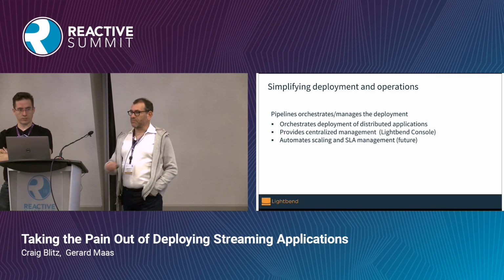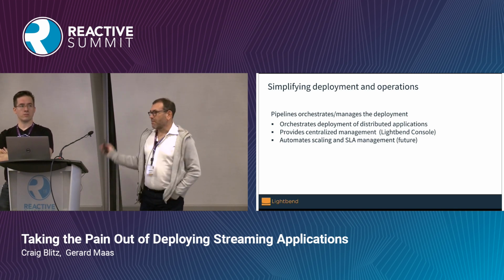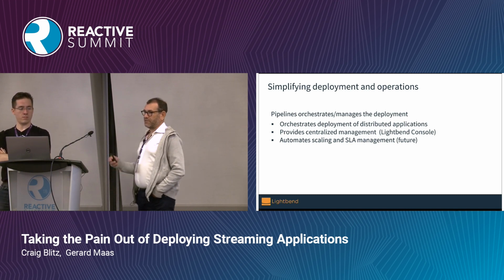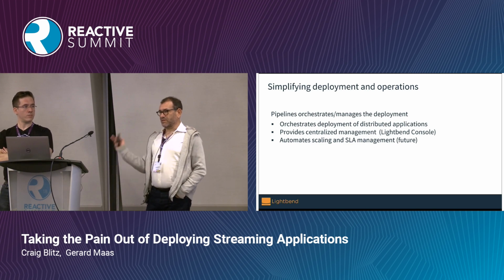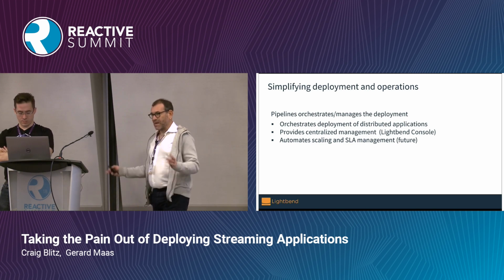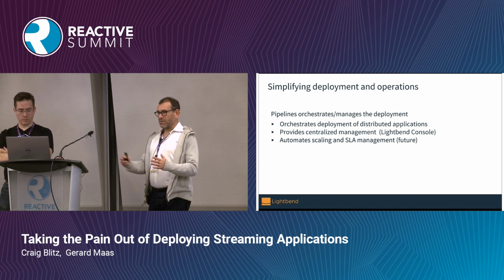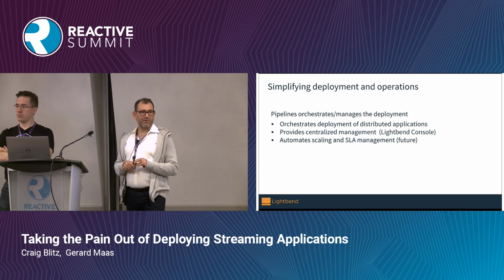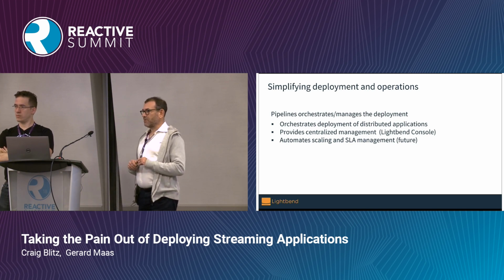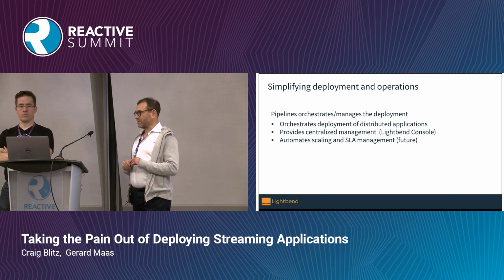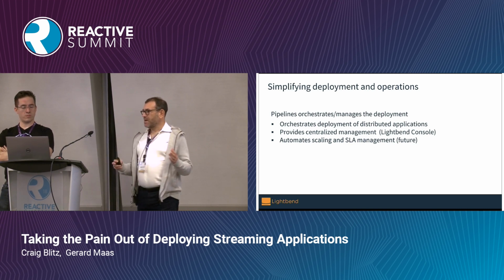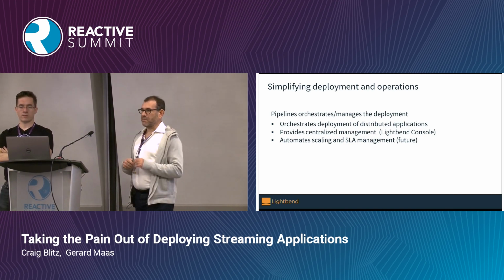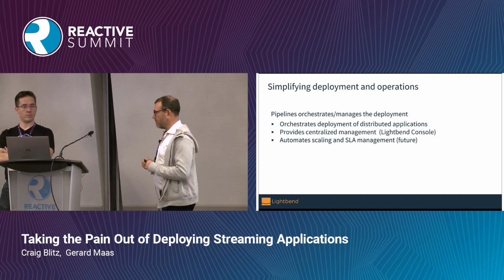But then we also simplify deployment and operations by doing things such as orchestrating the deployment of your distributed application. So in the sample use case I showed, there were maybe 15 moving parts. We'll orchestrate that deployment, provide centralized management via the Lightbend console. I'll show you a quick screenshot of what that's going to look like. And then in the future, not there yet, but automate scaling, automate SLA management around these pipelines.